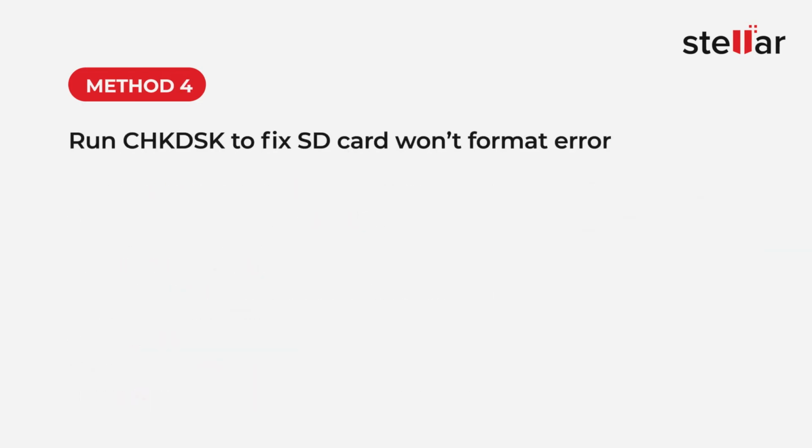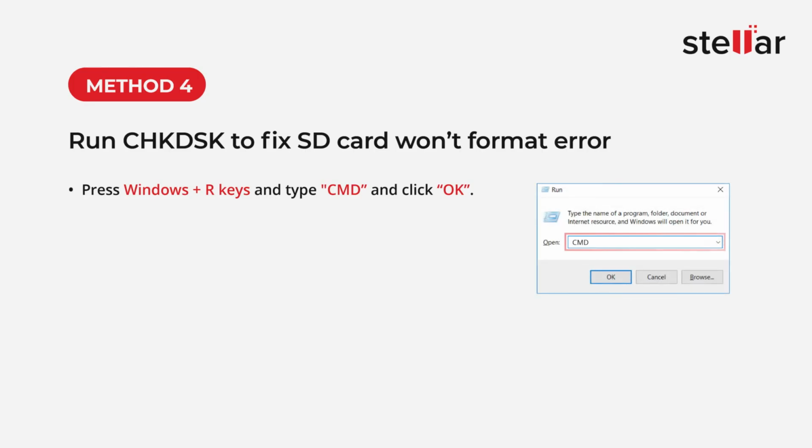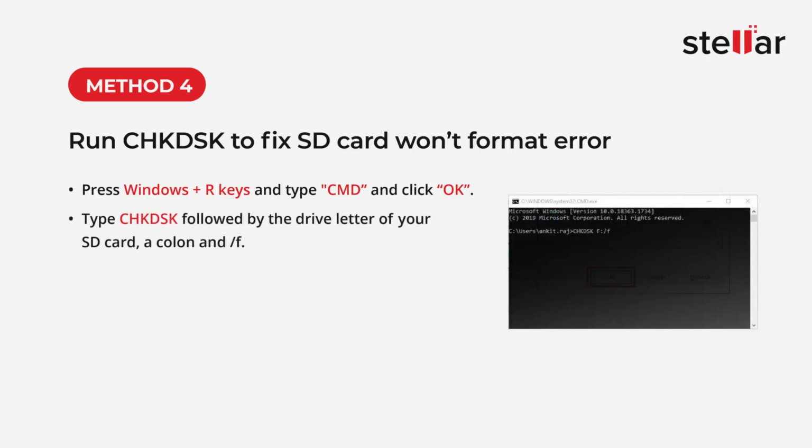Method 4. Run CHKDSK to fix the SD card won't format error. Step 1. Press the Windows plus R keys and type CMD through admin, and click OK.